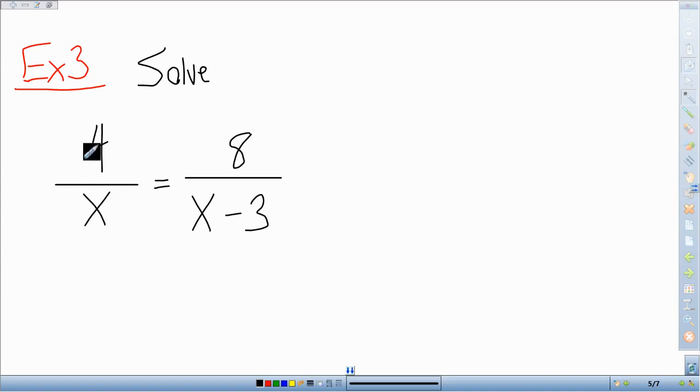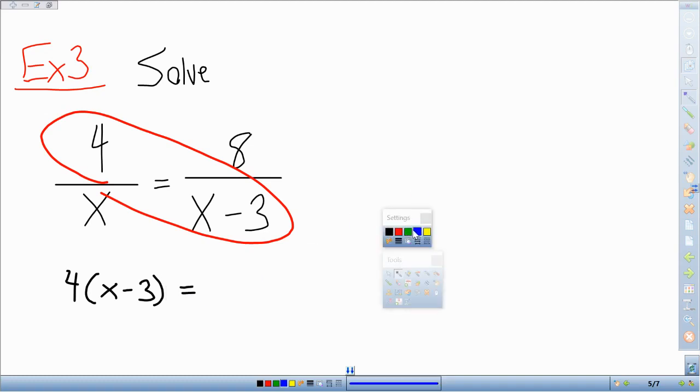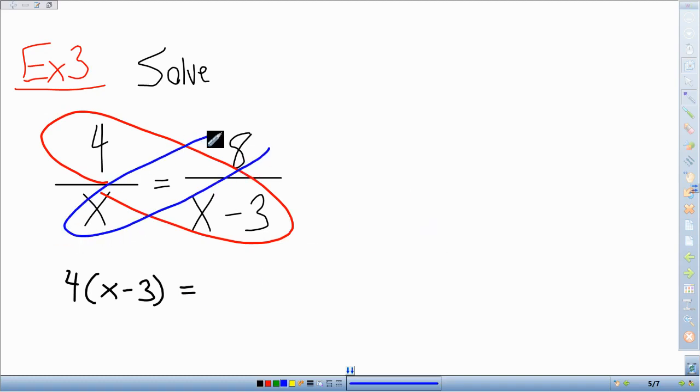When I cross multiply, I'm going to have variables in both of the cross multiplications. It doesn't really matter which one I do. First, I'm going to just start by doing 4 times x minus 3. Okay, here's the big thing. 4 times x minus 3, when we write this out, that 4 needs to be multiplied by all of x minus 3. So put it in parentheses. Okay, and set it equal to the other cross multiplication, 8 times x, which we can just write as 8x.